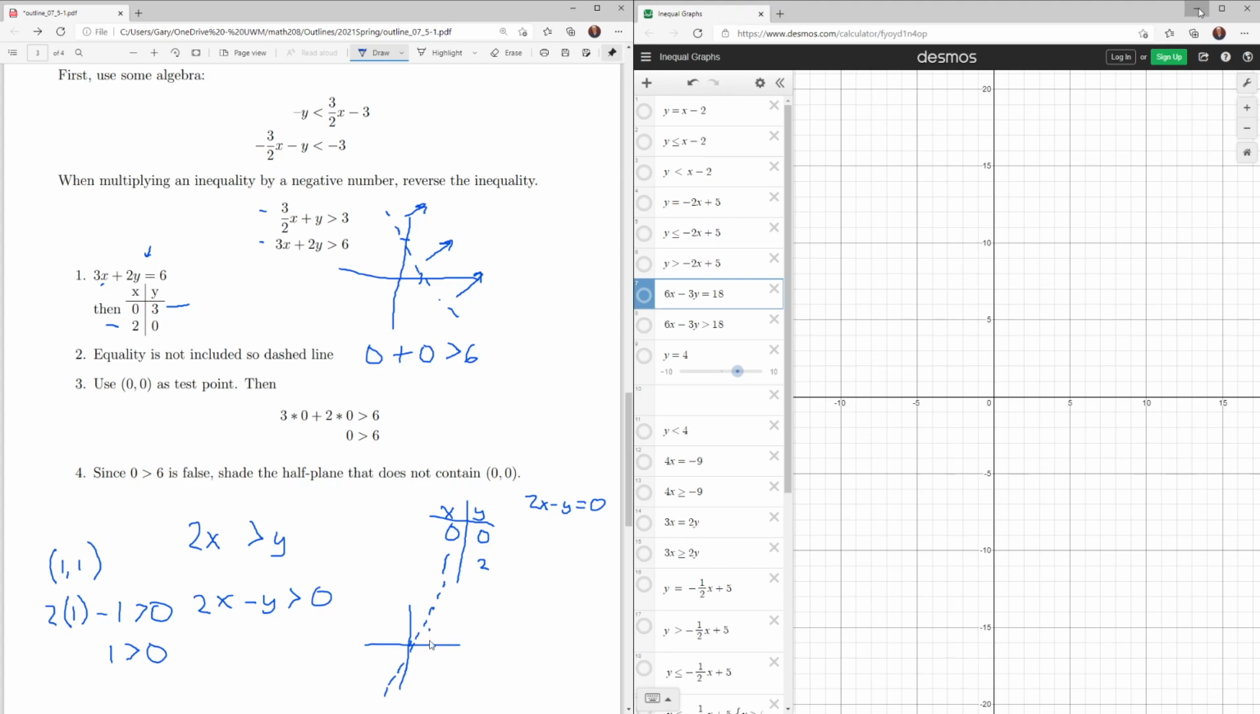In this case, it might be easier to pick 1, 0. So let's try 1, 0. This would be 0, and then we'd still have 2 is greater than 0, and that would match this point right here. So we're on this side of the line. 2 is definitely greater than 0. That's a true statement. So this would be our graph for that inequality.